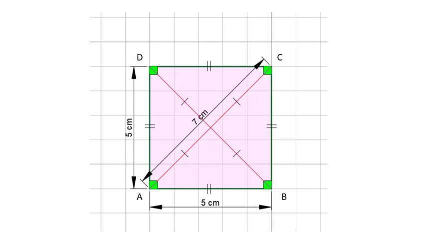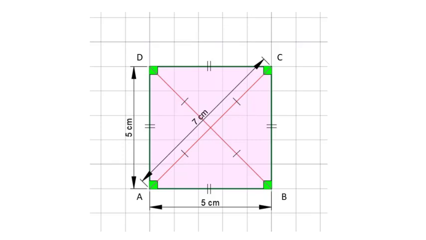Third property is diagonals are perpendicular bisectors of each other. That means at the point of intersection, the diagonals are getting bisected equally and also they make right angles. Means there are 4 right angles formed at the point of intersection.